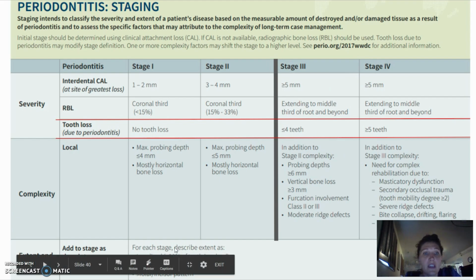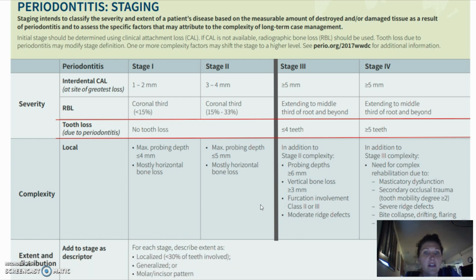And then just once again down here, you're going to add those descriptors for each stage. So the extent, is it localized, generalized? It has to involve a certain amount of teeth, right?